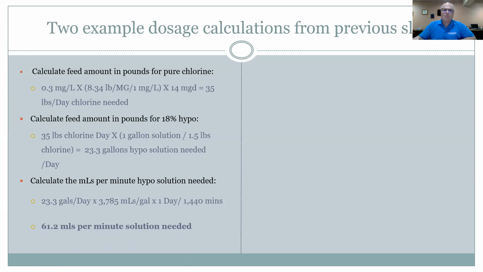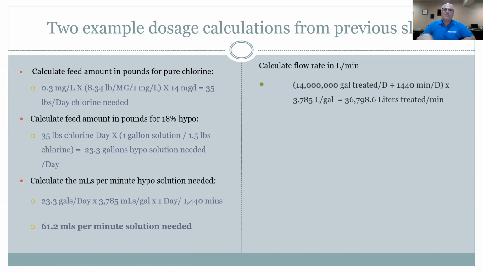Let's take another piece of that information that we had. I'm going to take the flow rate itself first. I'm going to take that 14 mgd and change it to liters treated per minute. In other words, the water flow coming in from Detroit, from Great Lakes Water Authority, of 14 mgd, we'll change it to liters per minute by dividing by 1440 and multiplying that by 3.785 liters per gallon. And I'm changing that 14 million then to 36,798.6 liters of treated water per minute.